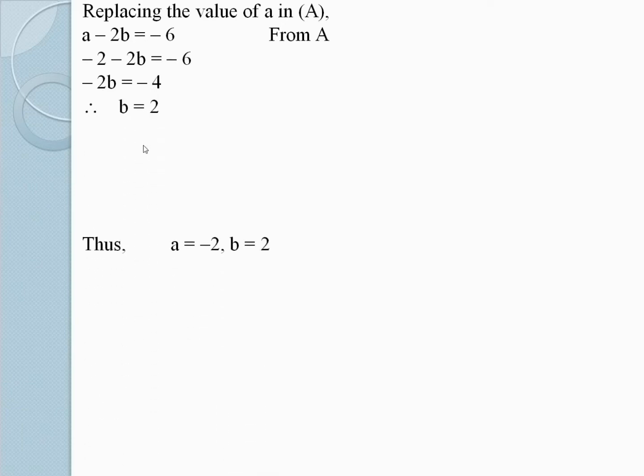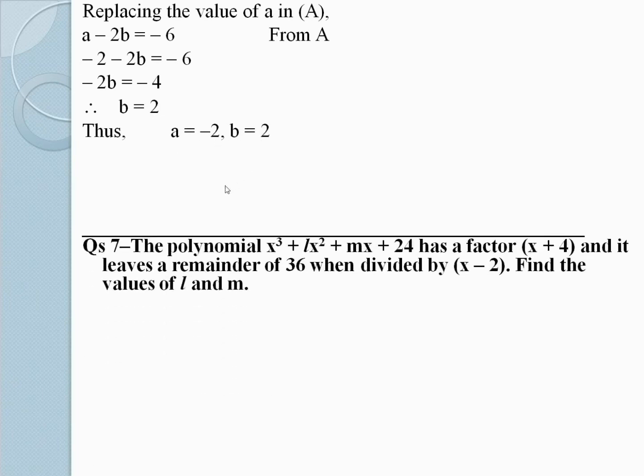Replacing the value of a in equation a minus 2b equal minus 6 from A. Minus 2 minus 2b equal minus 6. Minus 2b equal minus 4. Therefore, b equals 2. Thus, a equal minus 2, b equals 2.